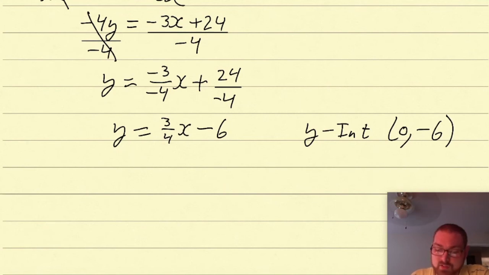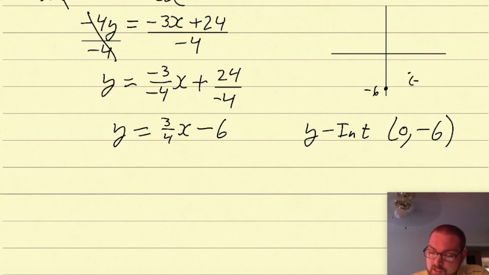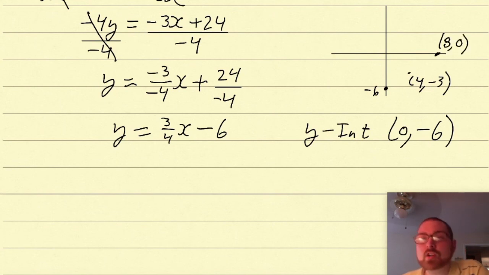Or, if I want to think of it graphically, I could use the graph and think about where I'm at. So I'm at 0 on the x-axis, and I'm down here at negative 6. And I can go up 3 over 4. So I go up 3 over 4. So that would be 4, negative 3, go up 3 over 4 again, and that would give me 8, 0. So I could think about that graphically like that if I wanted to.